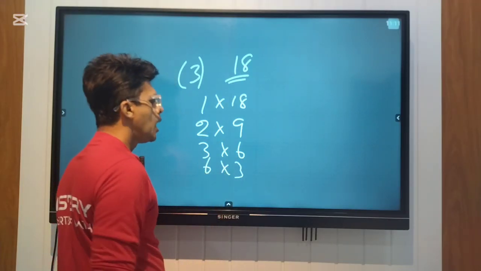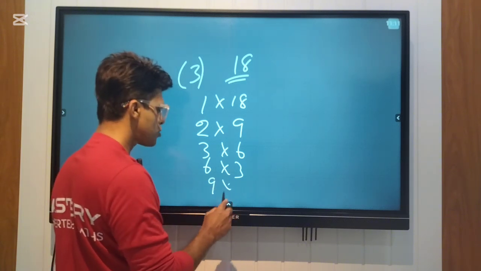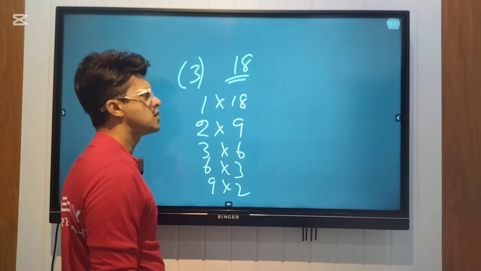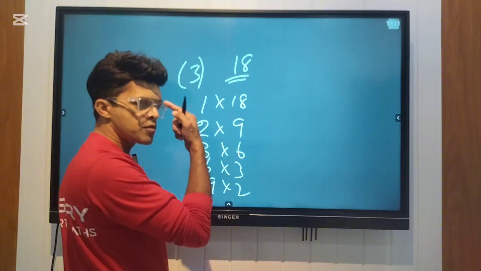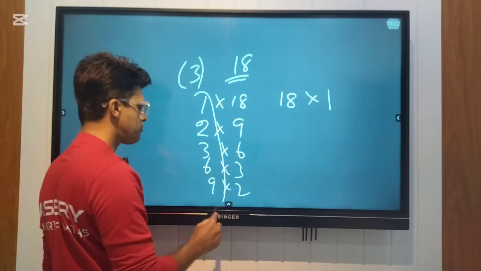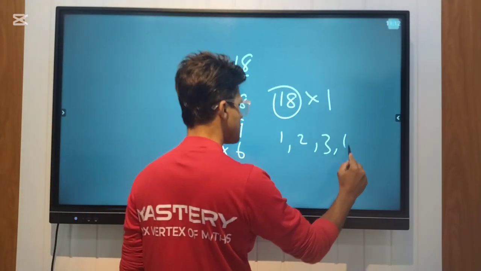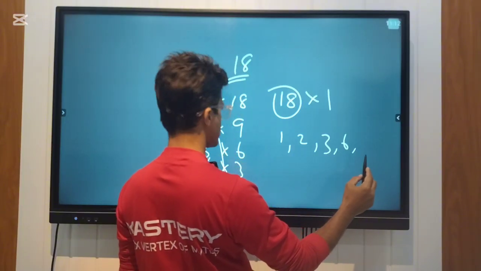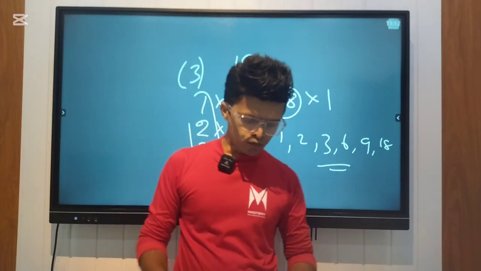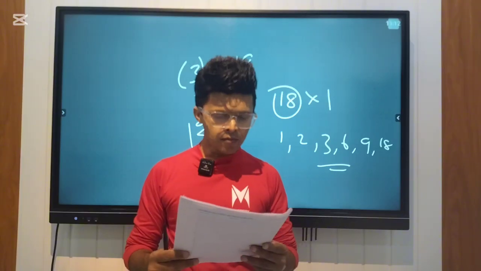6 times 3 is 18. And also 7 and 8 you can't take. 9 can be taken. 9 times 2 is 18. 10 and onwards you can't take. So the factors of 18 you could take as 1, 2, 3, 6, 9 and 18. These are the factors of 18. To find the factors of a given number, you need to get the products of that given number.